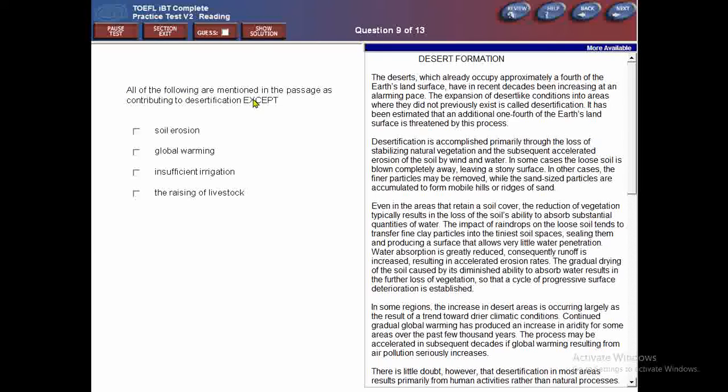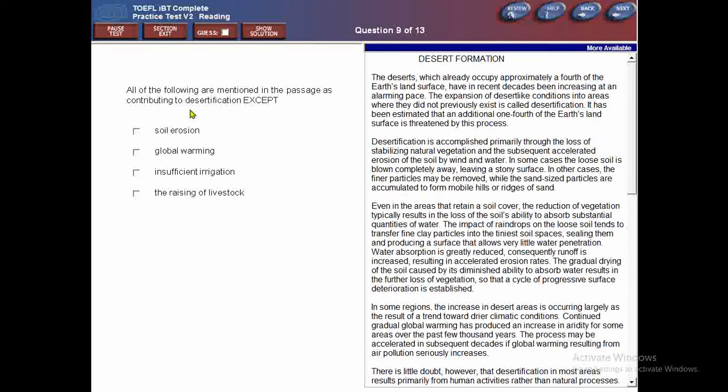All of the following is a negative. By seeing this word except, we identify that it is a negative factual information question, and there will be a passage contributing to desertification. So all of the following are mentioned in the passage as contributing to desertification except. Okay, it's a somewhat difficult question. For this question, it is not mentioned in any specific paragraph, but it is mentioned as a whole from the passage. Though we have not read the whole passage, we can also answer these questions by reading the options.